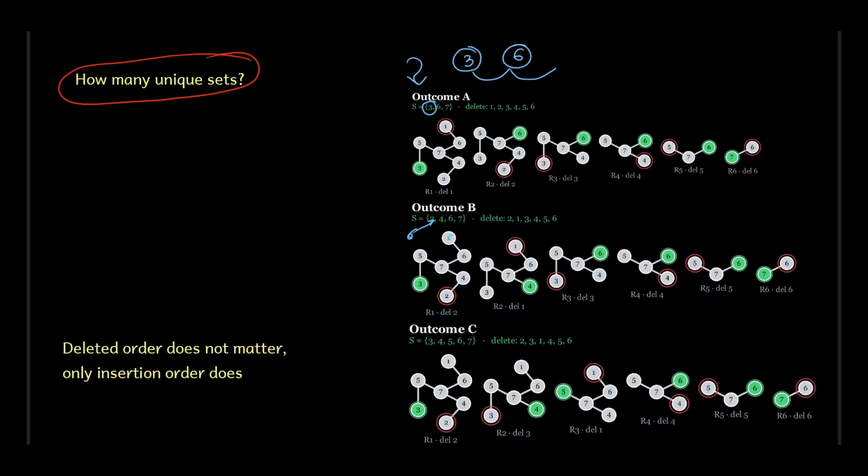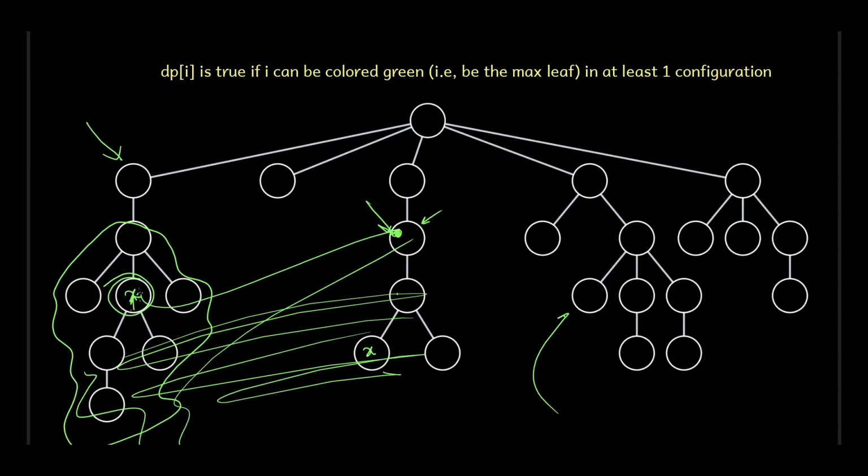So if that is the case, how do you find out the number of unique subsets? Now notice one thing: in all of these subsets, the last element will always be the root node, which is 7. So if you want to compute the number of subsets, let's define something as this: dp of I. Previously we defined dp of I as true if it is possible to be colored green.